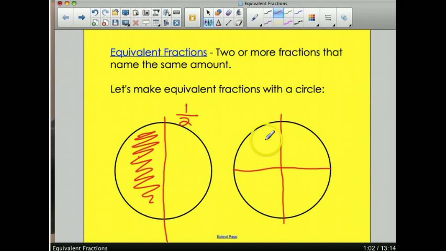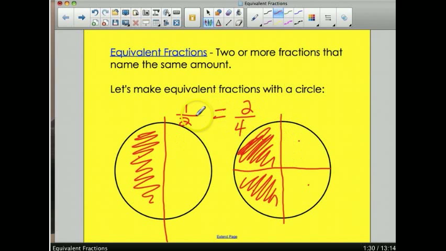But here, how many parts do I have? 1, 2, 3, 4 parts. I have 4 parts. But can I make an equal amount of parts shaded to represent half to be the same? Well, sure I can. If I shade this one and this one, isn't half of this circle shaded? But the fraction I would write is 2/4. So 1/2 is exactly the same as 2/4.